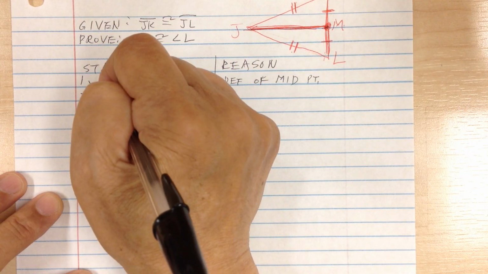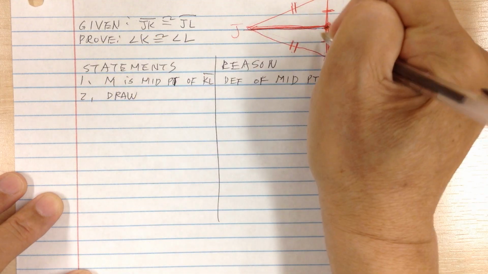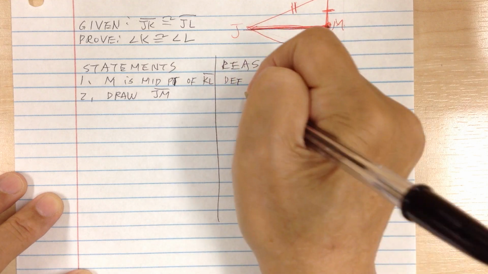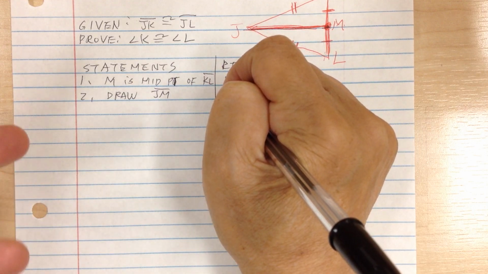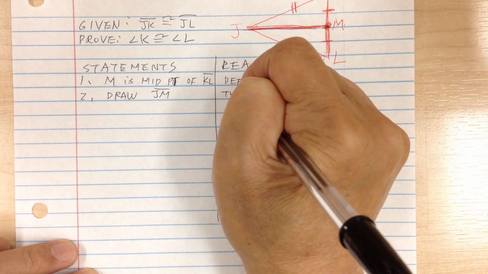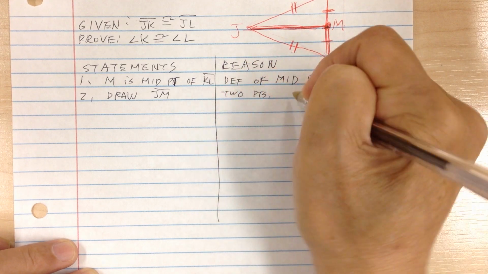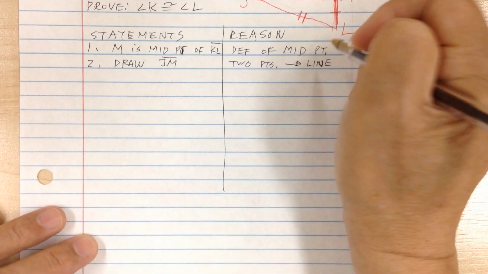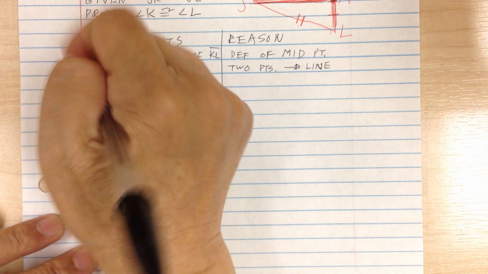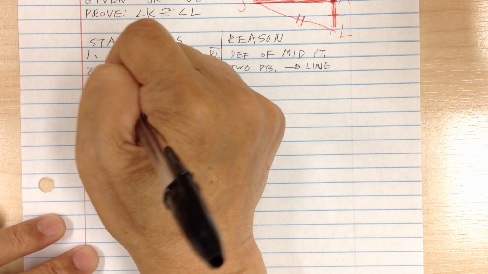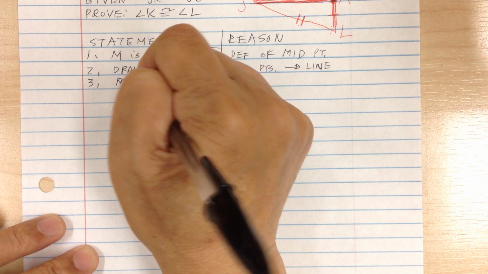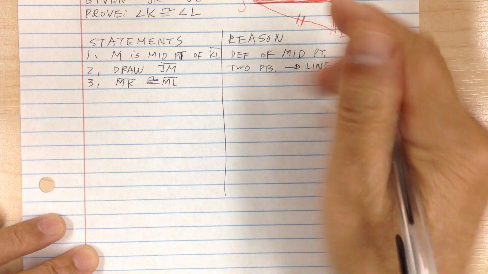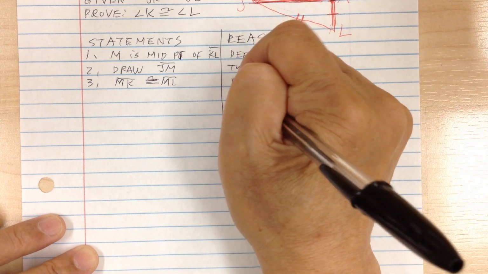Okay, so again you get the point, midpoint, and then you draw JM, and the reason for that is any 2 points can determine a line, right? Okay, again, you can use a lot of abbreviations. Okay, so 3, MK is congruent to ML. Okay, and this would be definition of midpoint.